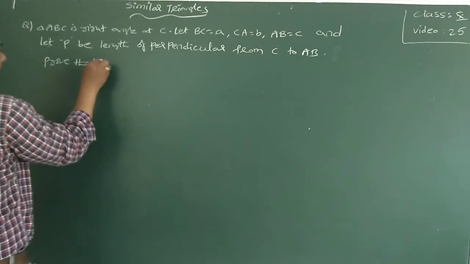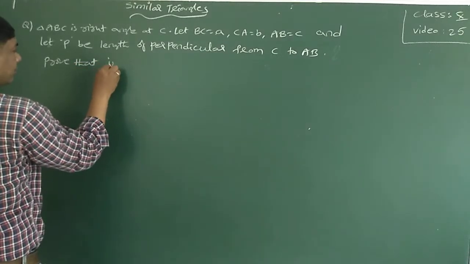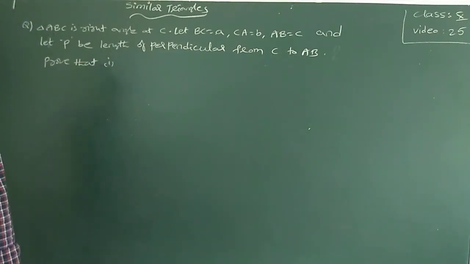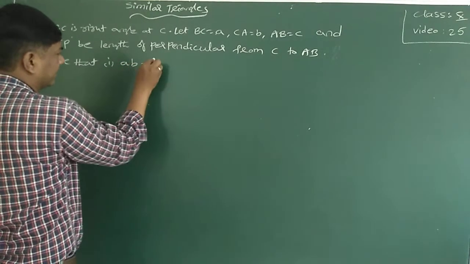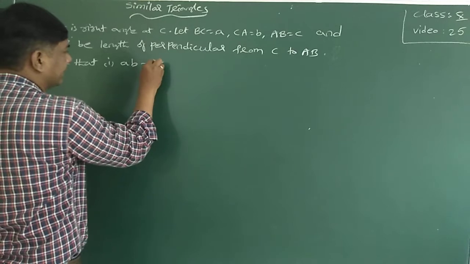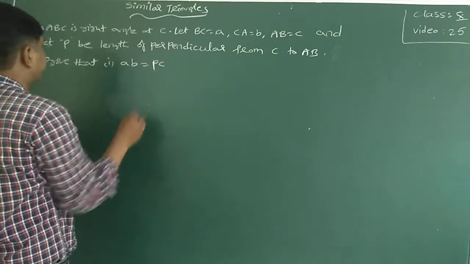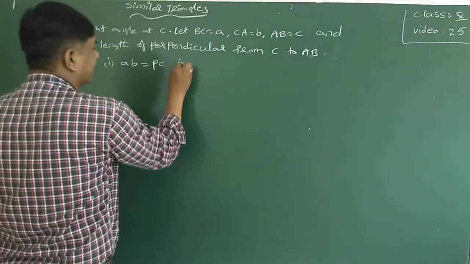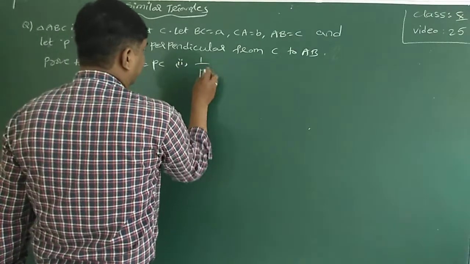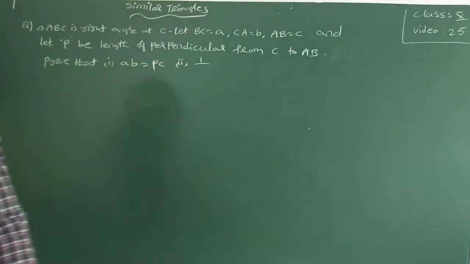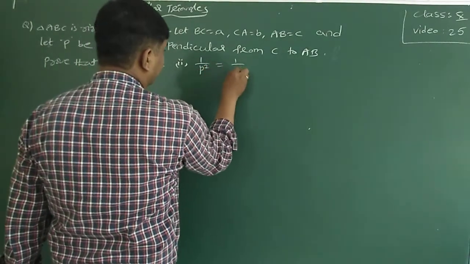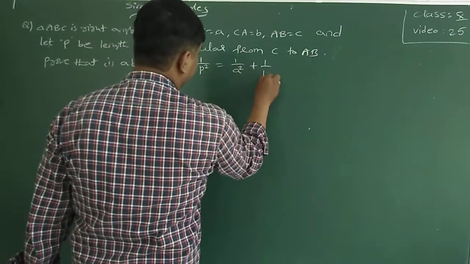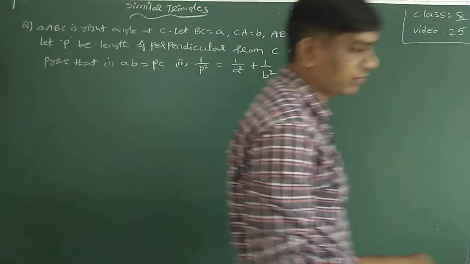There are two questions. Prove that one, cd... AB is equal to pc. This is small letter p, please. And the second one is 1 by p square is equal to 1 by a square plus 1 by b square. This is your question.